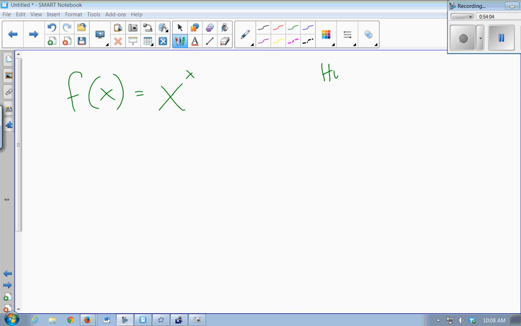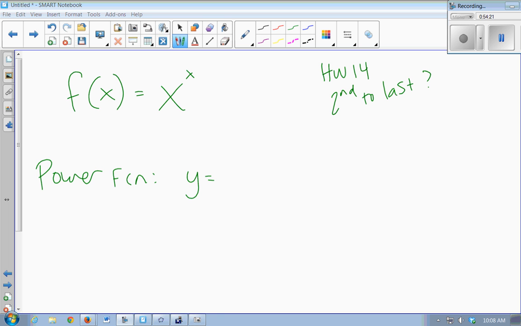So this is homework 14, second to last question. The definition of a power function is y equals a times x to the b. So like 3x squared would be a power function, where a and b are constants. X is the only variable, and a and b are constants.